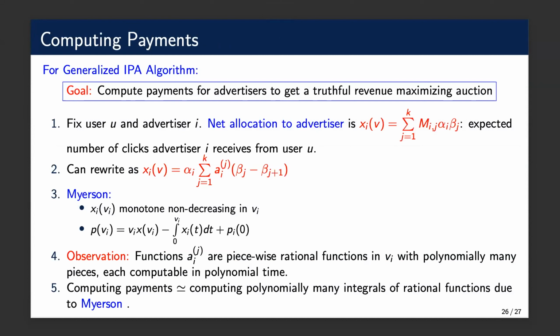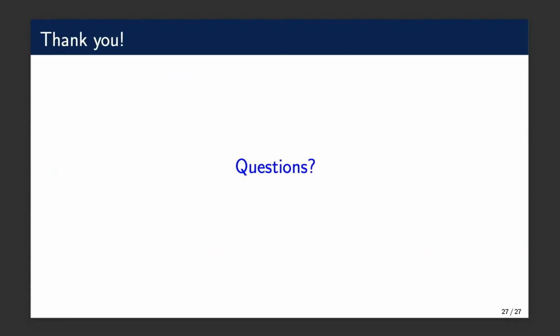One other thing that I want to mention, but I'm not going to go through the details of, is that we were talking about auctions, so we would like to design truthful auctions that maximize revenue. So what we finally show is that we can also compute payments for these auctions in an efficient manner. I can talk about the details after the talk, but this is what we have, and thank you for listening.